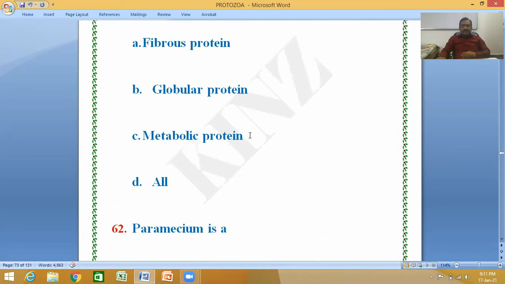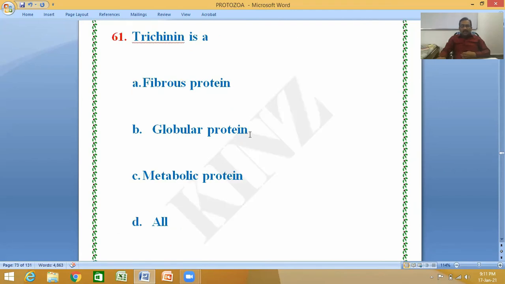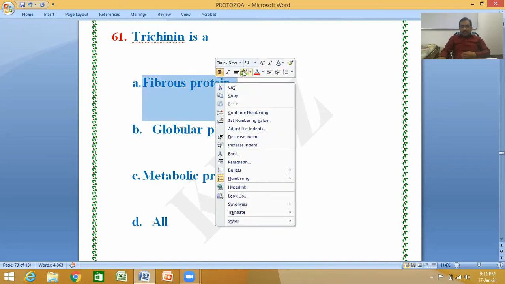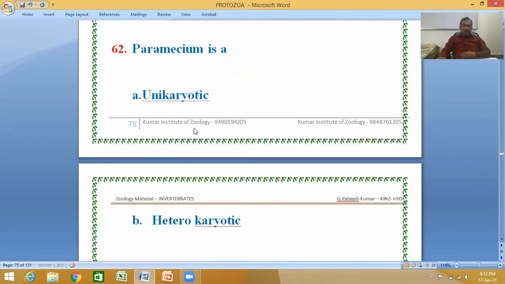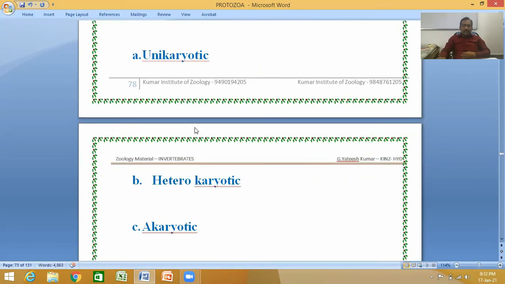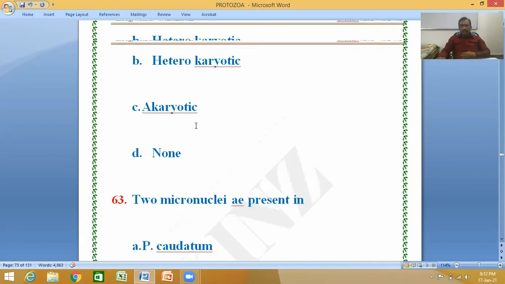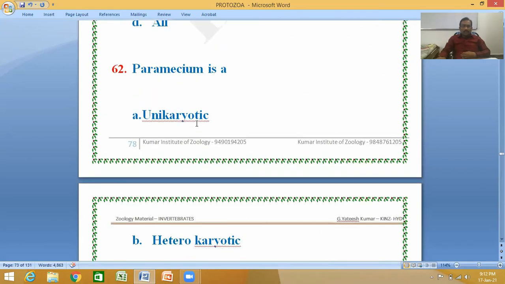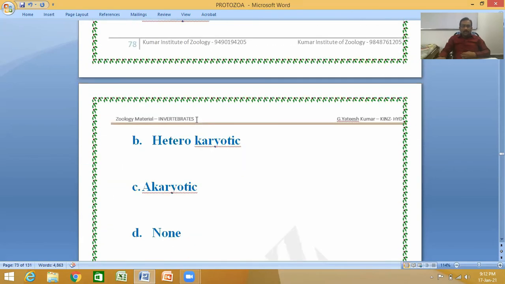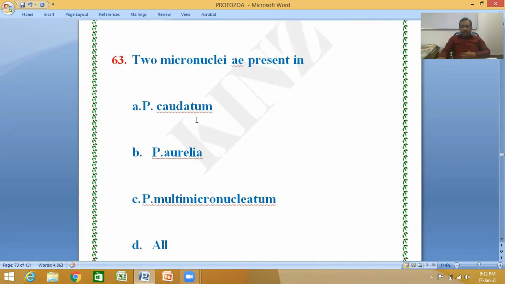Trichin is which type of protein? Some fibers are present in this trichin, and those fibers are responsible for the opening of the trichocyst. So it is a fibrous protein. Paramecium is unikaryotic, heterokaryotic, akaryotic, or none? Paramecium is heterokaryotic: macro and micro, two kinds of nuclei are present.